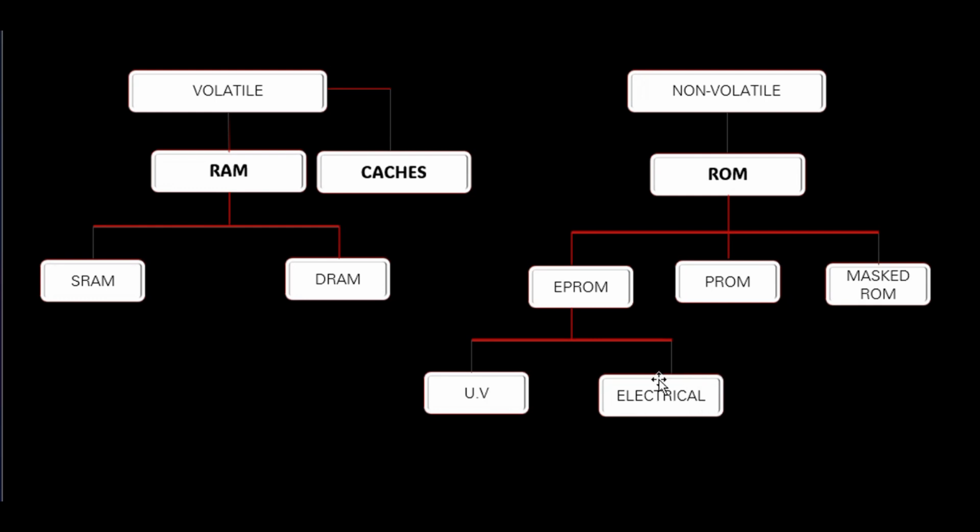Now let's talk about the PROM, which is the programmable read-only memory. This programmable read-only memory is manufactured as blank memory. It is blank and can be programmed by the user only once after it is made. Once it is programmed, the data on it cannot be erased again. So it is programmed only once in its lifetime. And then we have the mask ROM as well, which I think I talked about.